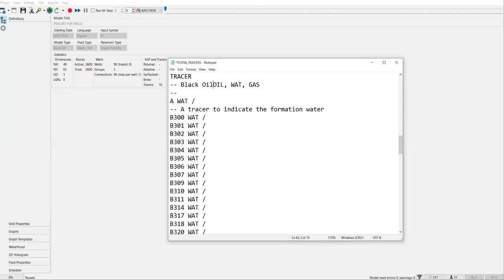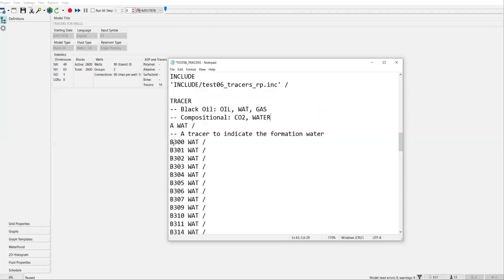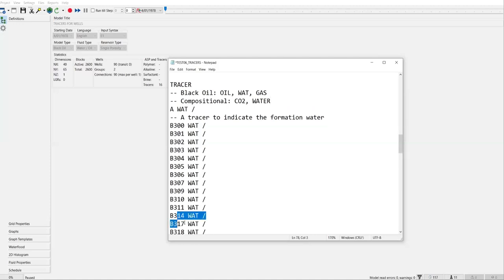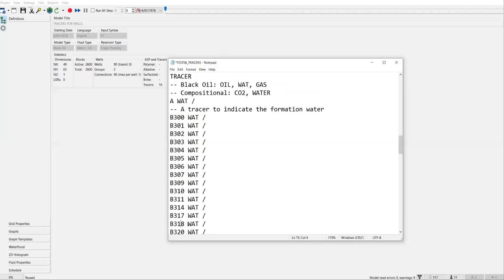And for the compositional, you need to name the tracer as per the name of the component, like CO2. Or if it is water, you will use water instead of WAT. Okay, so I have 1, 2, 3, 4, 5, 6, 7, 8, 9, 10, 11, 12, 13, 14, 15.